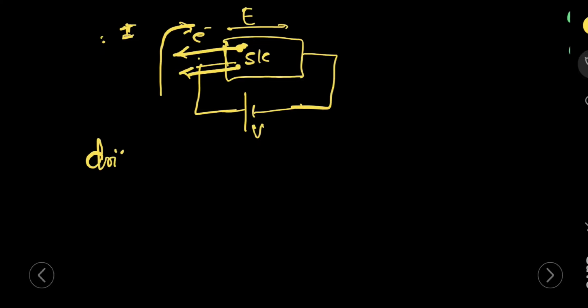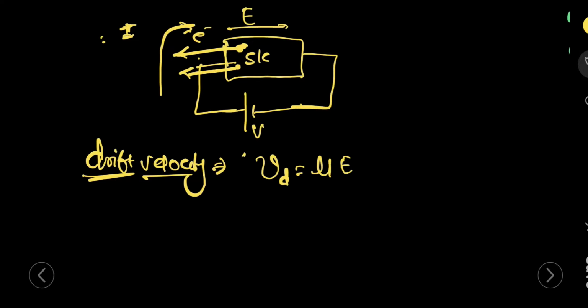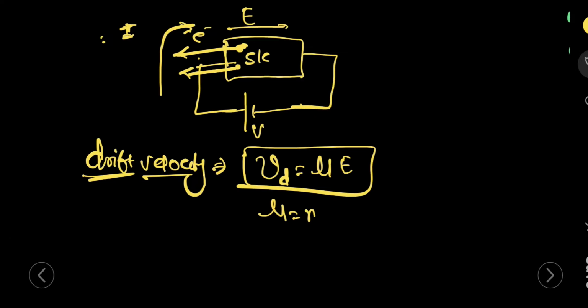And drift velocity is the velocity at which these electrons are drifted. Drift velocity Vd is given by mu into E, where mu is the mobility.